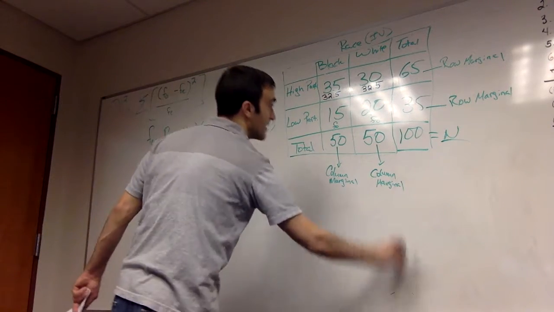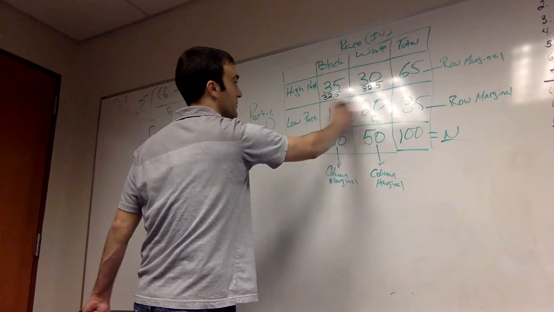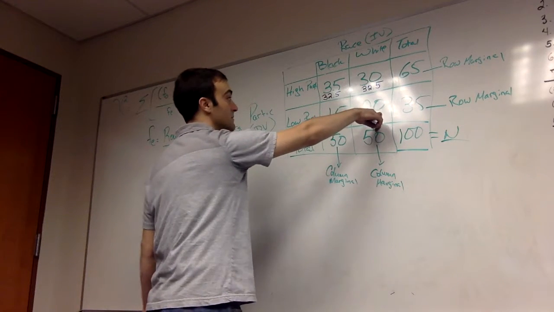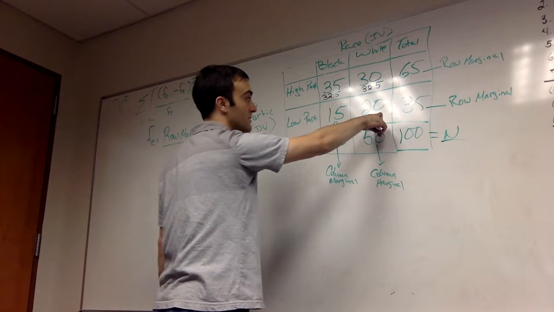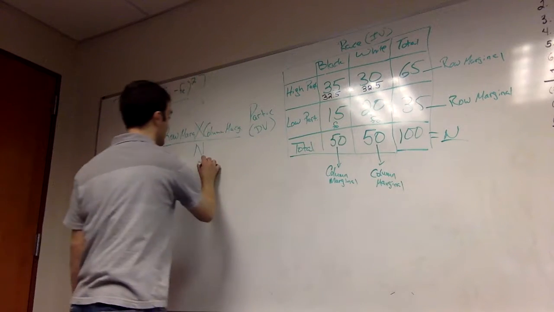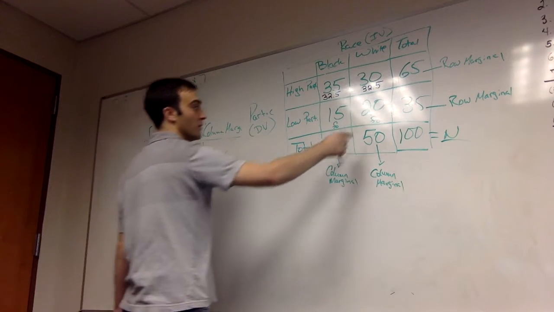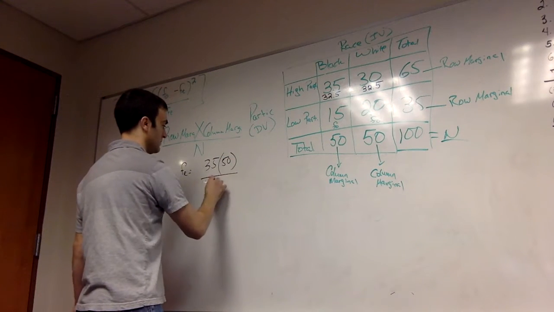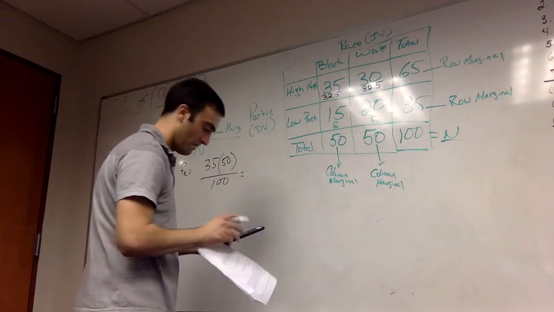Now go to the southeast, the low participating white cell. What should we see in this box where we observe 20? You take the row marginal of 35, multiply it by its column marginal of 50, and divide by N of 100.